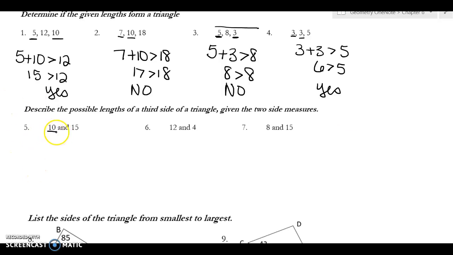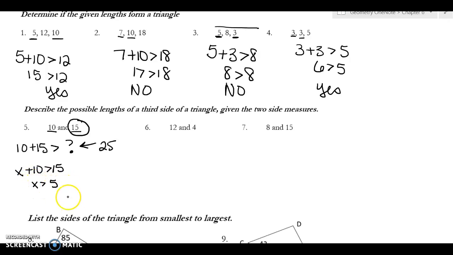So let's say that these are my two small sides. Then 10 plus 15 would have to be bigger than something. Well, that's going to be 25. Now let's say that this is actually my big side, and so x plus 10 would have to be bigger than 15, and so x would have to be greater than 5. And so my answers have to be between 5 and 25.